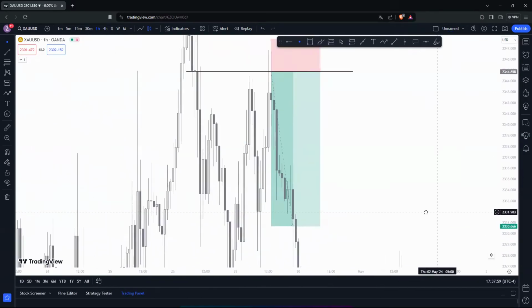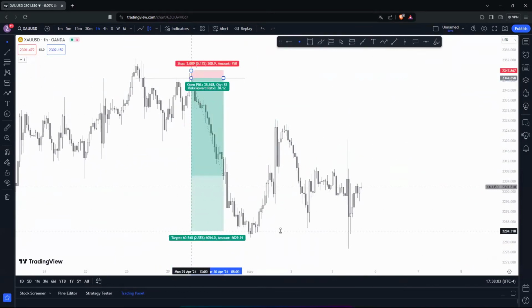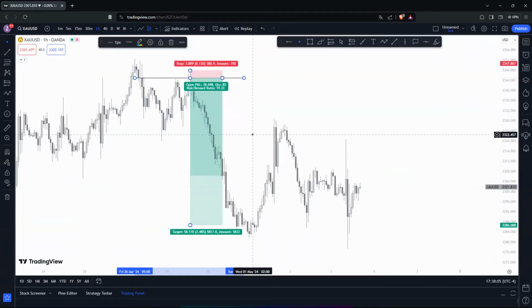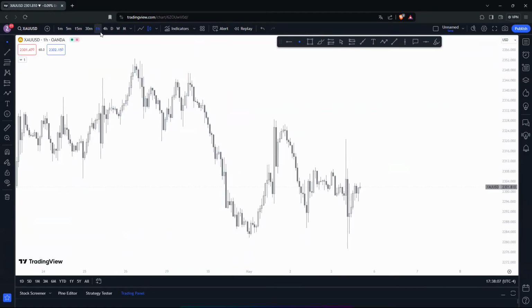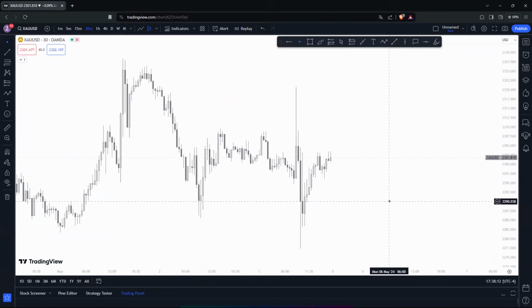And boom, price goes. I literally don't know the examples that I'm taking. I don't even know these. It's just random examples, and you can literally see the confirmation everywhere. But yeah, it is as simple as that.